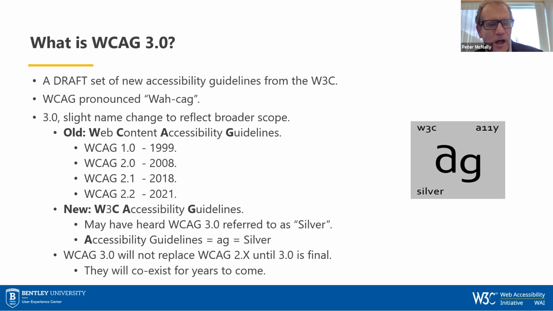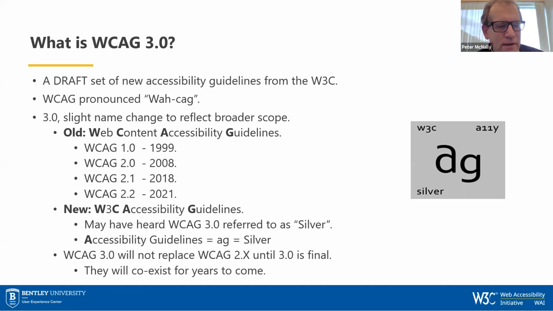If you've been following this, you may know that this effort is referred to by many as Silver. You might be wondering, where did they get that name Silver from? If you think about the acronym Accessibility Guidelines, or AG, AG is the chemical element symbol for silver. Hence, that's where they got the name Silver from. It's a nice little bit of trivia. When you do your pub trivia, you can maybe score some points around that.